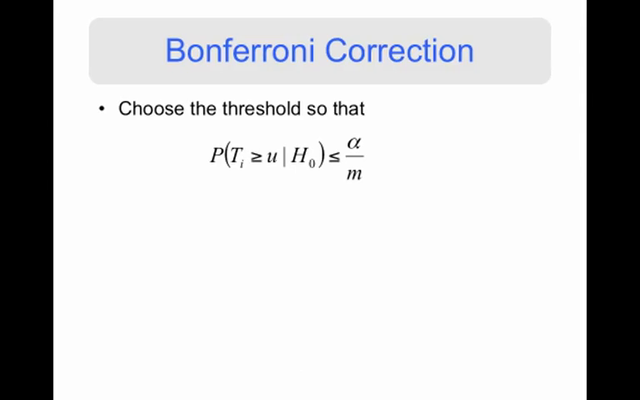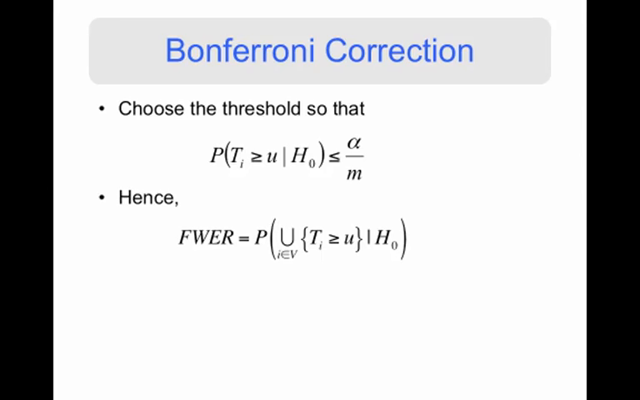The classic way of doing this is doing something called Bonferroni correction. In Bonferroni correction, we choose the threshold for each individual test so that we control the probability of making a type 1 error to be less than alpha divided by m, where m is the total number of tests that we're performing. In this case, 100,000, let's say. So for each individual voxel, we want to choose a threshold u, so the probability that T i is bigger than or equal to u is less than some number alpha over m.